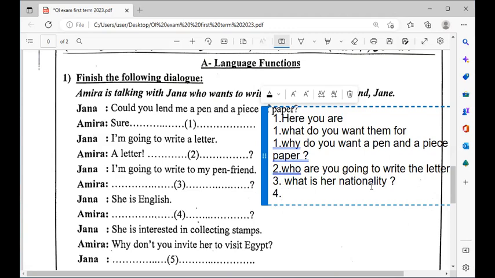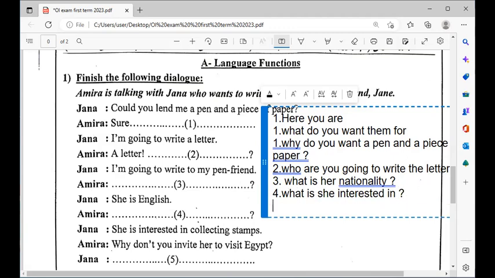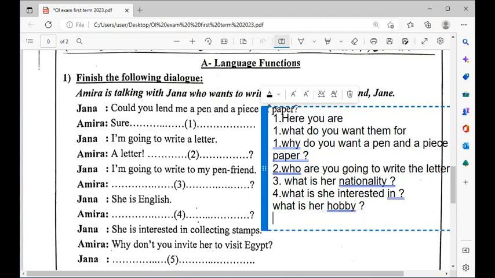she is interested in collecting stamps. So you can say, what is her hobby? Or you can say, what is she interested in? Or what is her hobby? You can write one of them.